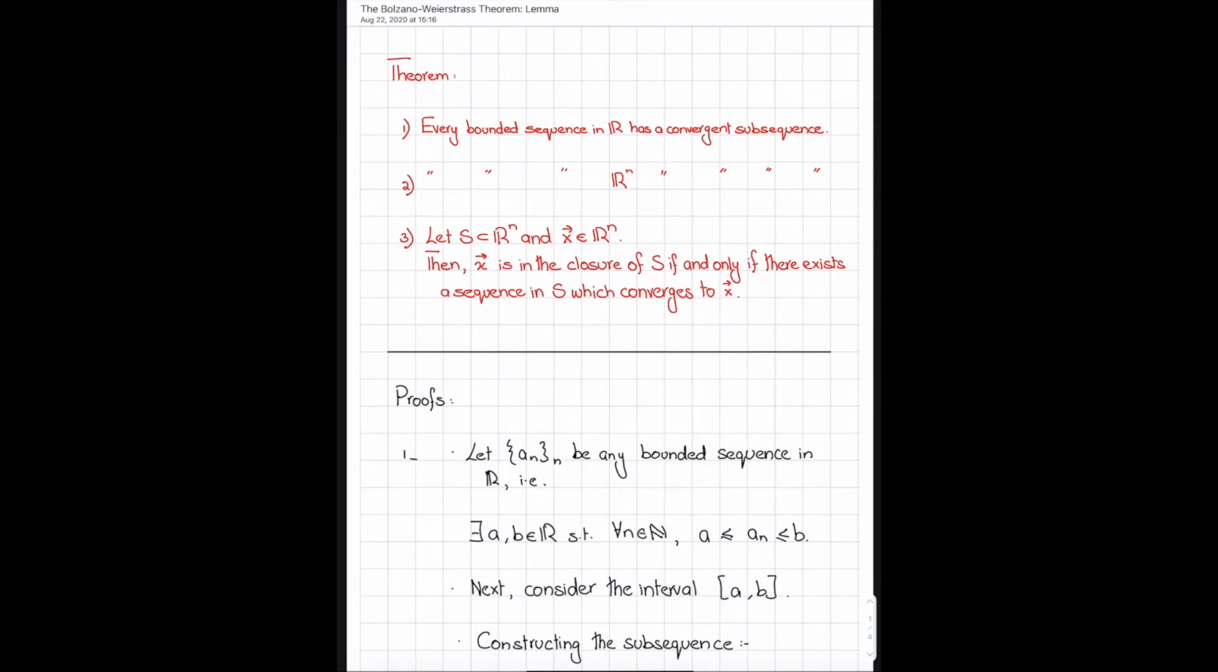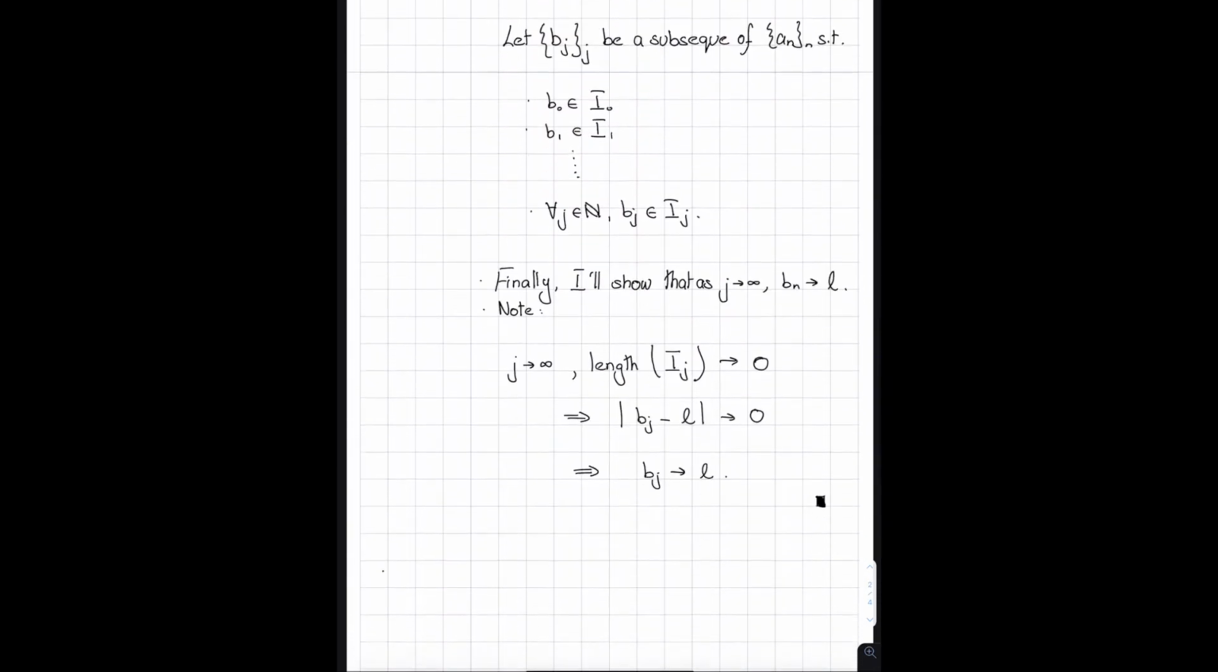Number 3 is a pretty straightforward proof. It says let S be a subset of R to the power of n and X be an element in R to the power of n. I want to show that X is in the closure of S if and only if there exists a sequence in S which converges to X. Okay, so this is the proof for part 3.